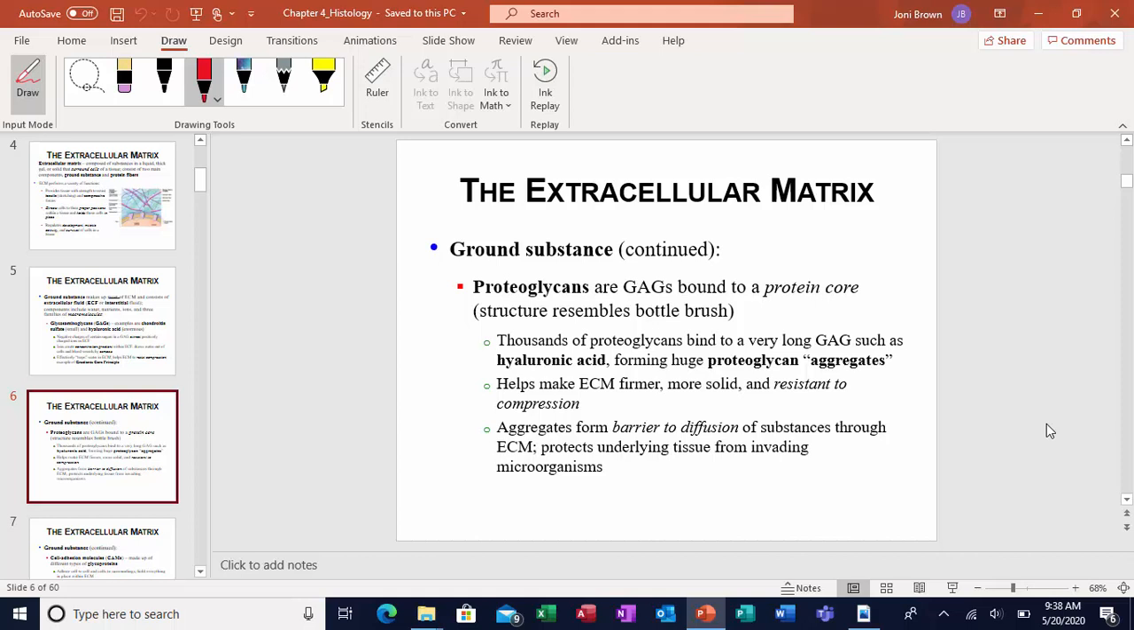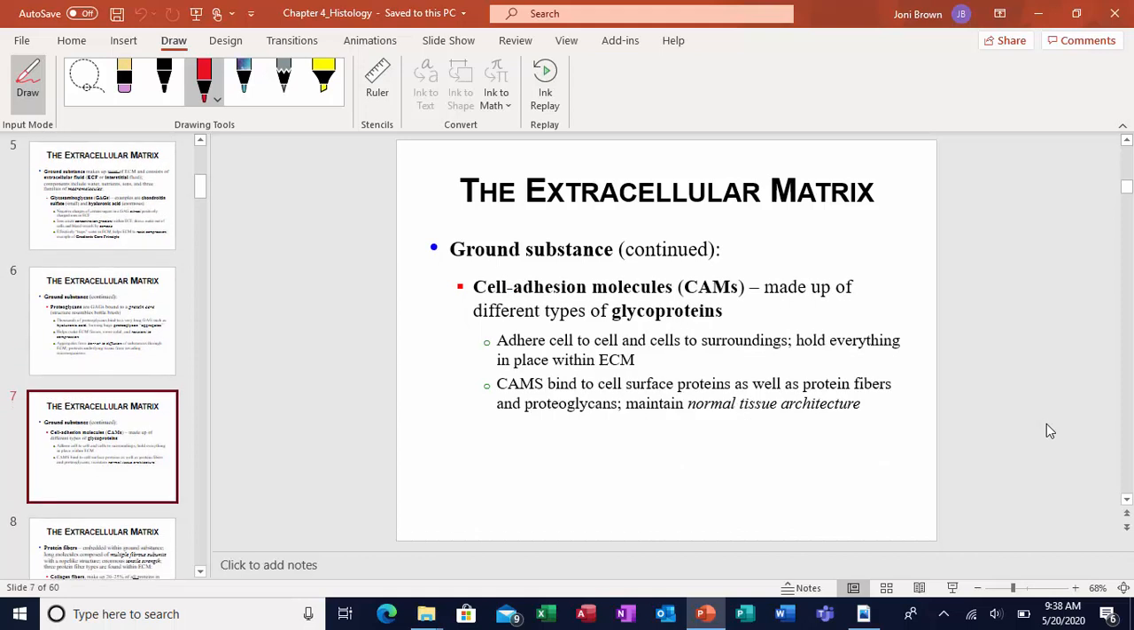And they are going to make the extracellular matrix firmer and more solid to resist compression. And it also makes a barrier to keep substances from diffusing through it. And by doing that, it's protecting the underlying tissue from any kind of invading organisms that might want to get through. The third is the cell adhesion molecules.